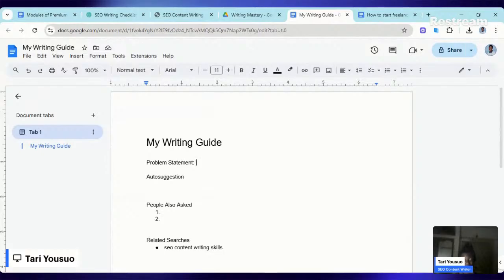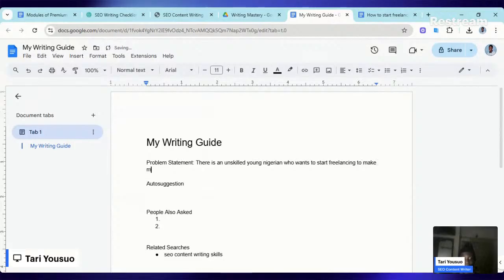So, basically, the problem is that there is an unskilled young Nigerian who wants to start freelancing to make money.